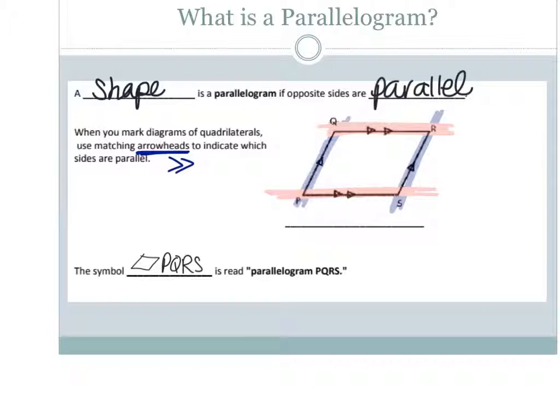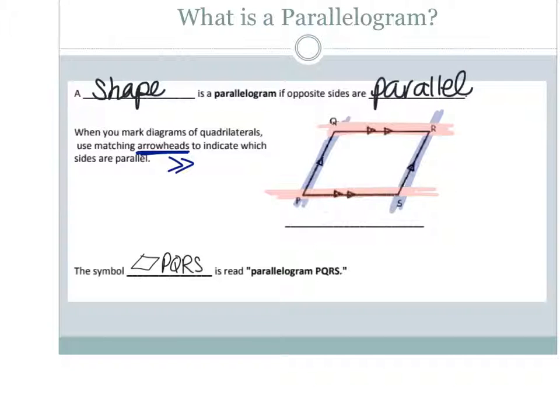If you label your vertices out of order, it will throw everything off in terms of our properties. Do you have to start with P? No. I could have said this is parallelogram QRSP. Yeah, I could have done that. I could have said parallelogram RSPQ. As long as I'm starting somewhere and going clockwise when I label my vertices, we're good.